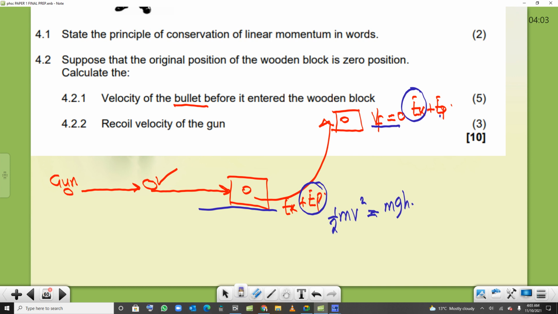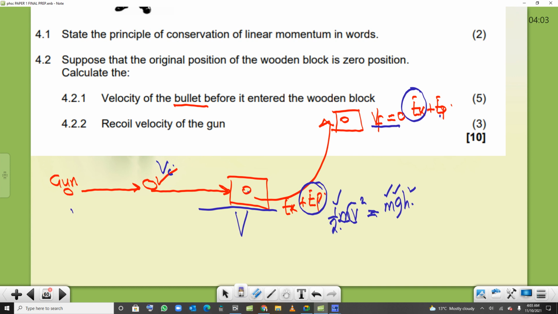Because EP is 0, mgh, height is 0. All right, I know that, right? Now, what is this mass, guys? It is the bullet and the block. I think we have both masses. Are you with me? I have that, I have that, I have that. It means I can get the velocity of the bullet-block system. Does that make sense? But that is not what I am interested in. I am interested in the initial velocity of the bullet.